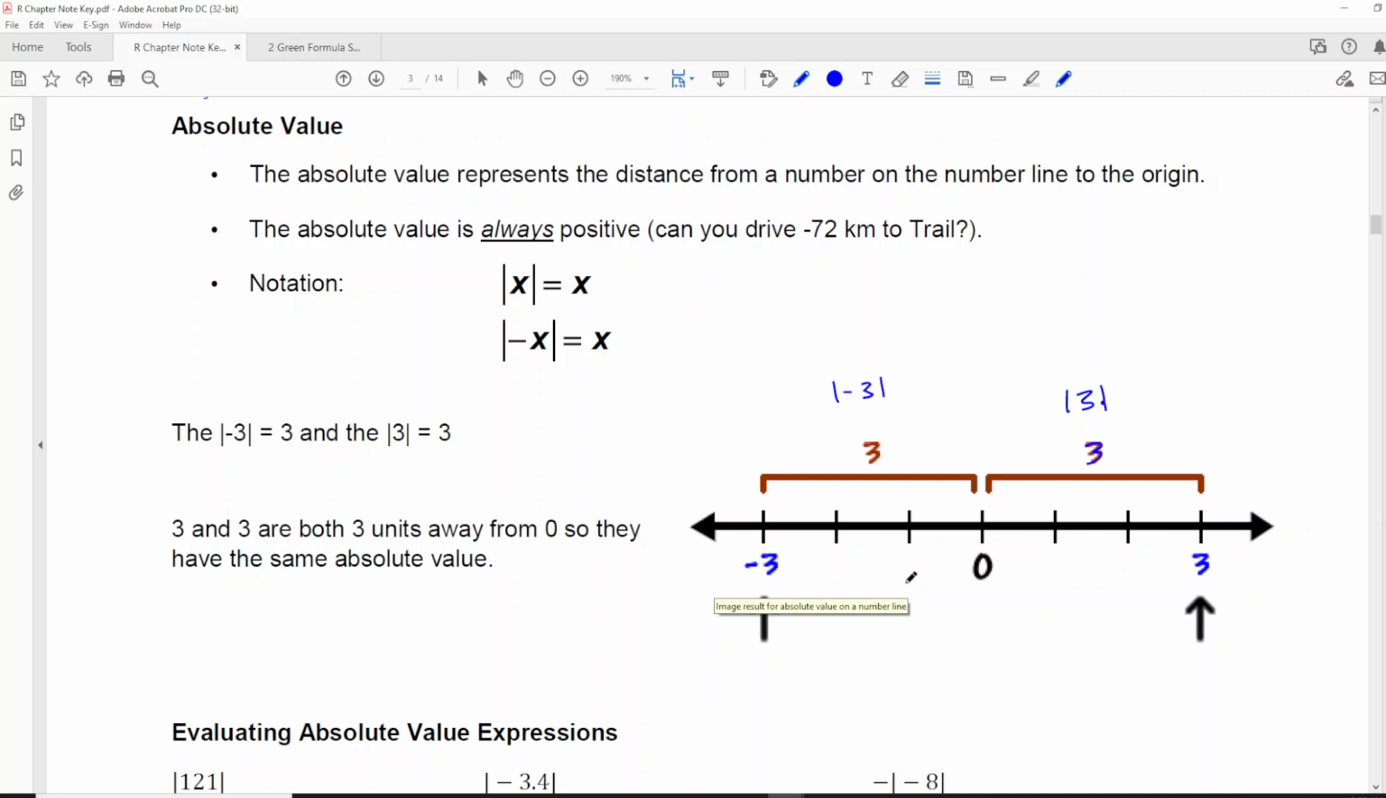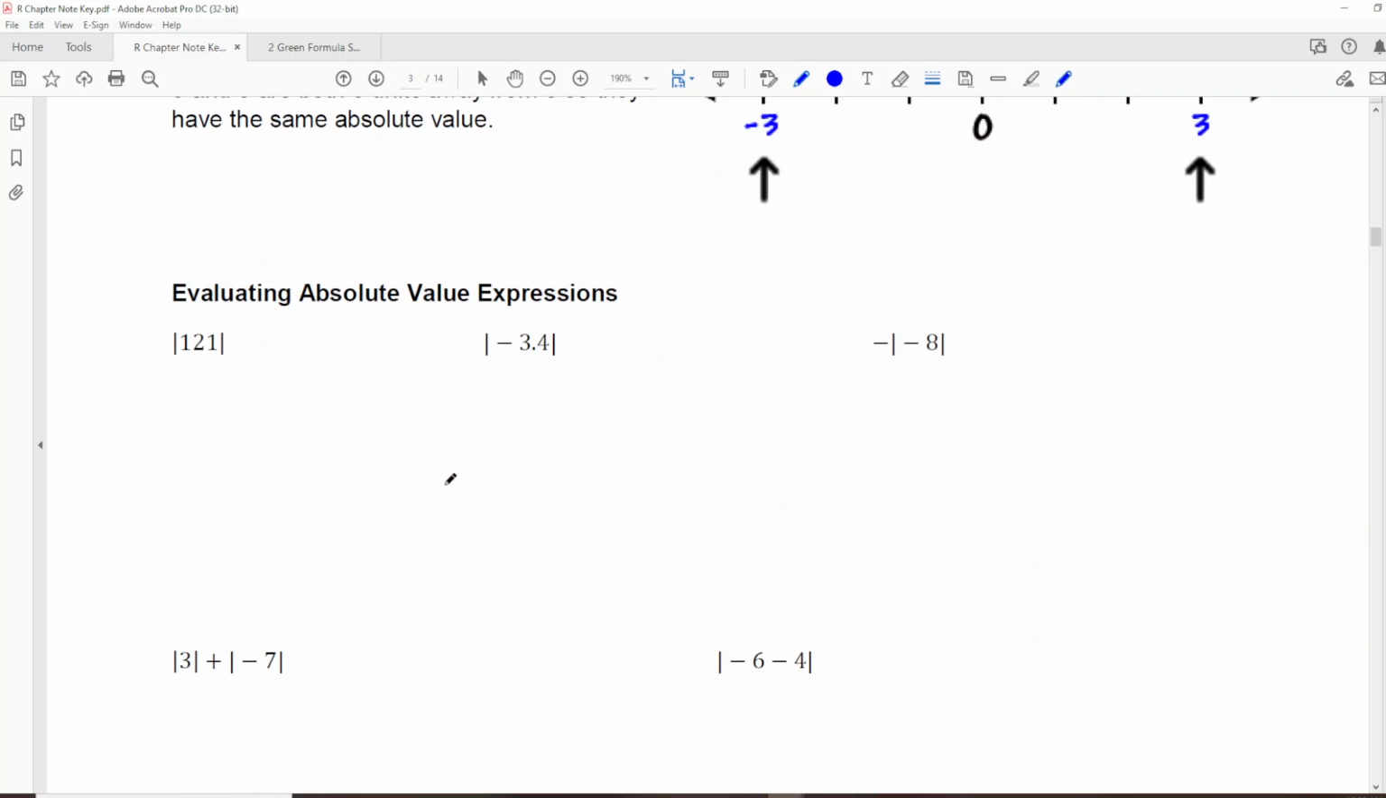So the easiest way to remember absolute values is that the absolute value signs, treat them like brackets. Simplify inside of them first, and then when you do the action of taking the absolute value, it makes anything negative positive and anything positive stay positive. So let's look at some examples. If I said find the absolute value of 121, well, the distance between 0 and 121 is 121. If I said find the absolute value of -3.4, well, the distance between 0 and -3.4 is 3.4, right?